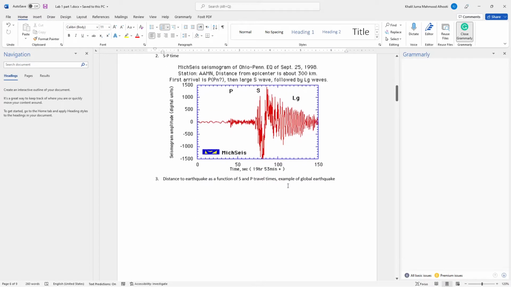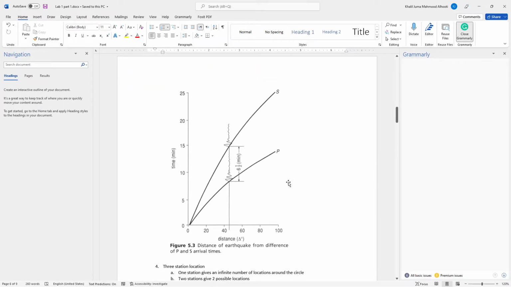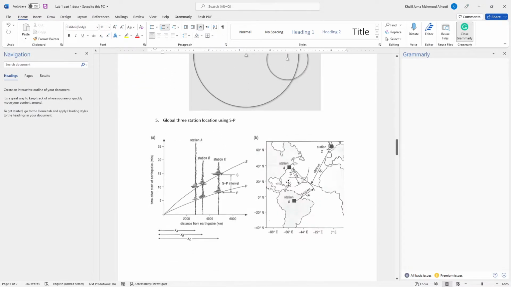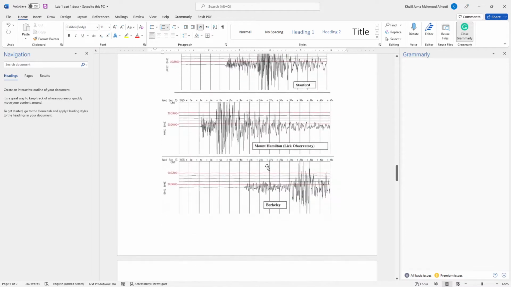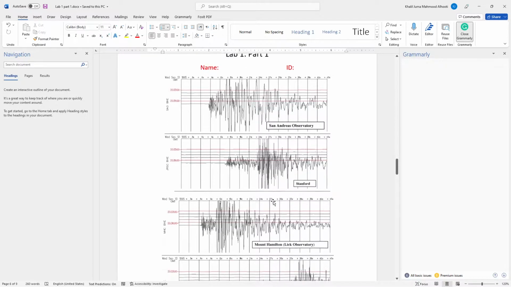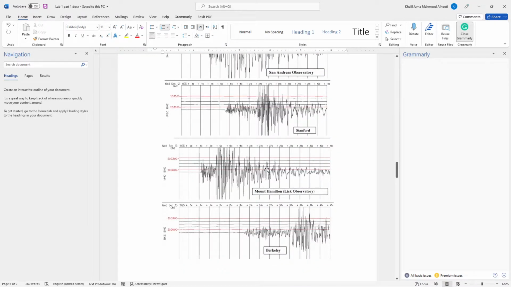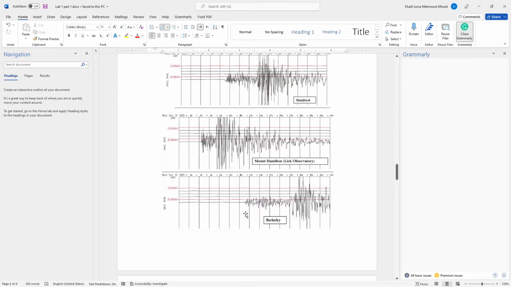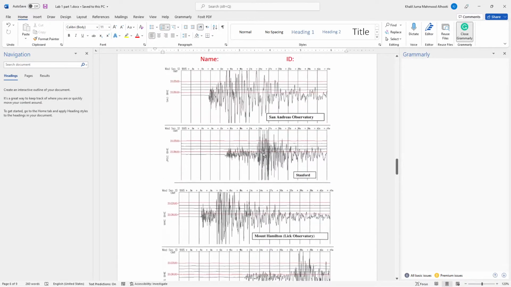So in this lab, you are given data from four different stations. The first station is at San Andreas Observatory. The second one is at Stanford. The third one is at Mount Hamilton. And finally, the last one is at Berkeley.